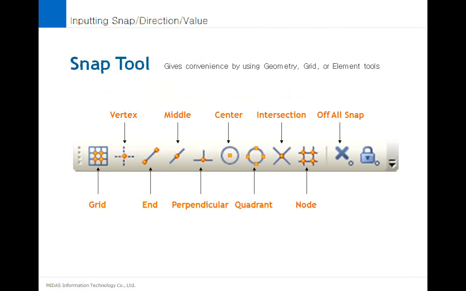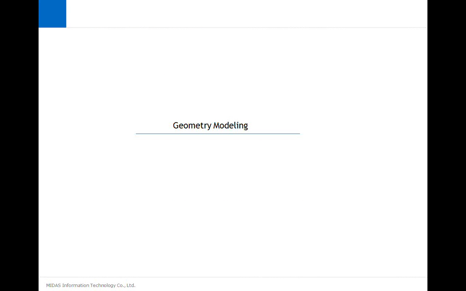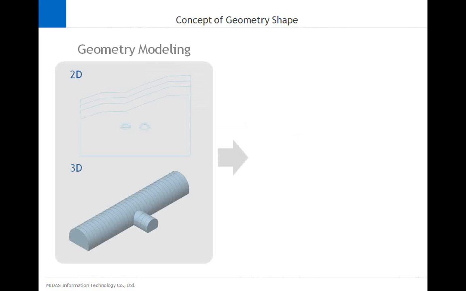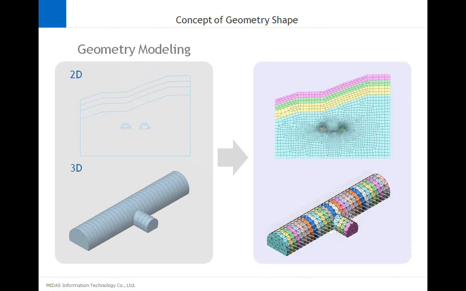So we have the snap toolbar, which gives convenience by using geometry, grid or element tools. We have the grid and vertex, which you can select by end, middle and several others. So let's move on to geometry modeling. What's the basic of geometry modeling? Let's define how we use GTS. We plan the project, then we model the project in either 2D or 3D, and after we have done the modeling, we go and mesh it.